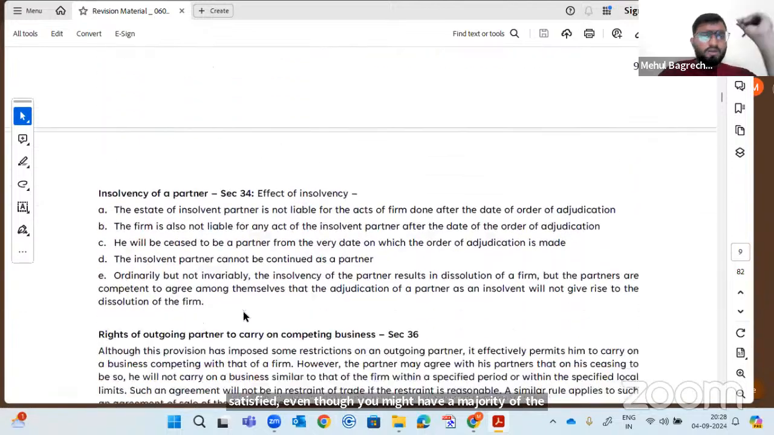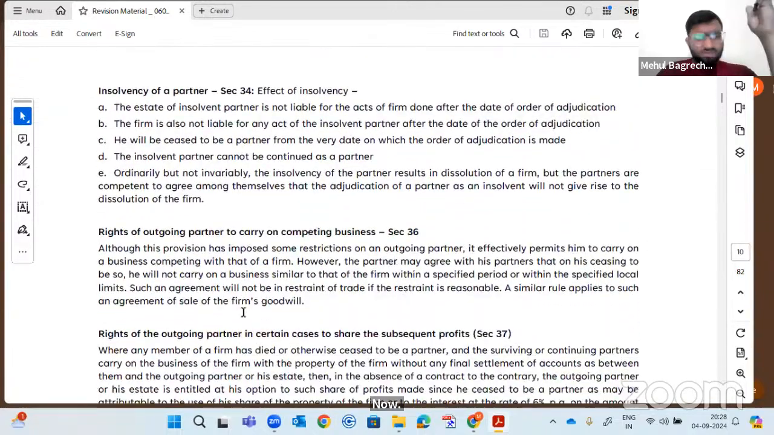Now, what you will have to remember is insolvency. Again, a simple topic. What is insolvency? In case any of the partners becomes insolvent, he will not be a partner anymore. He will move out of the partnership firm.